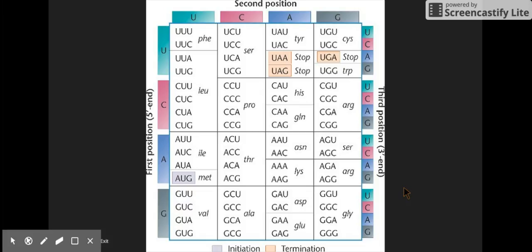Here I will enlighten you with the coding dictionary and the characteristics of code. We will begin with the coding dictionary. The techniques used to decipher the genetic code have left us with the coding dictionary of 61 triplet codon amino acid assignments. The remaining 3 triplets, UAA, UAG, and UGA, are termination signals, not specifying any amino acid.